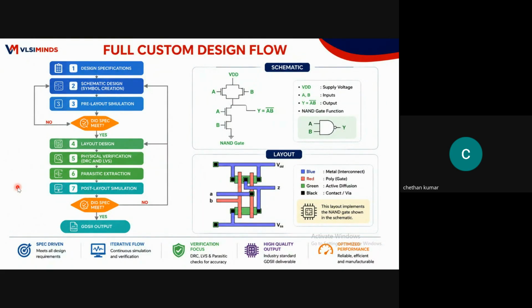Also, we make the standard cells like AND gate, NOR gate, buffers, inverters, all of which are required later on, and which we call standard cells in the industry. Those standard cells are also designed by the full custom design flow. If you have any doubts at any stage, please unmute and ask.